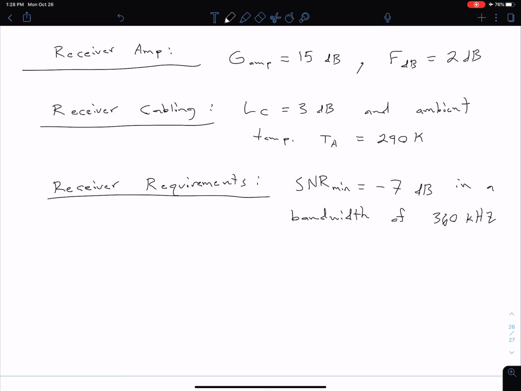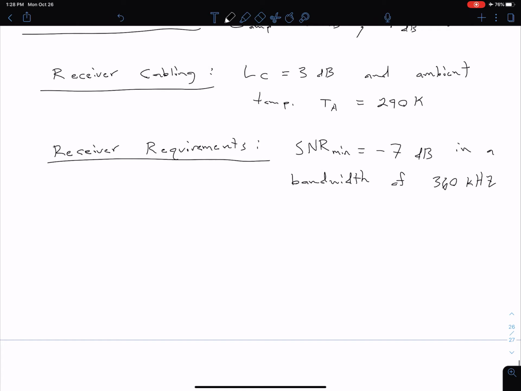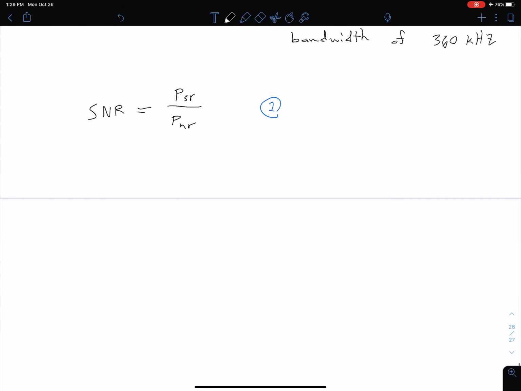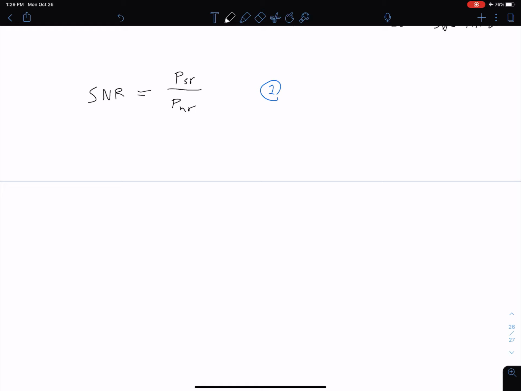So what we're trying to meet is we want to look closer at this signal to noise ratio at the receiver. We know that is equal to the power of the signal at the receiver divided by the power of the noise at the receiver. To be consistent with my notes, I'm going to label this as equation 1. Now we want to get equations for P sub SR and P sub NR. Let's first start with the power of the signal at the receiver.